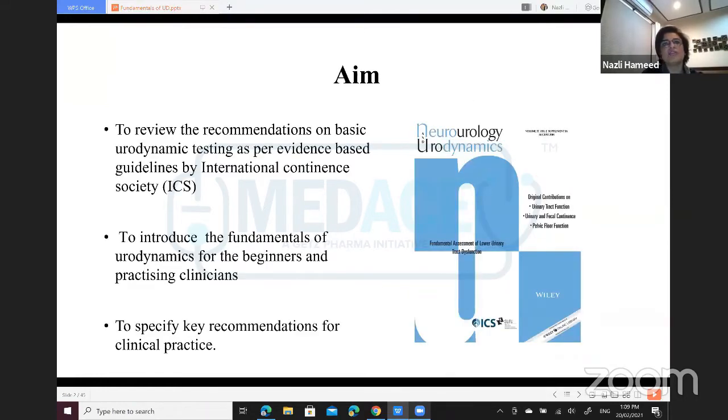The main aim is to review the recommendations of urodynamic testing based on ICS recommendations and to introduce those fundamental urodynamics for the beginners and for further clarification of the practicing clinicians, and also to make specific recommendations for clinical practice in view of international guidelines.